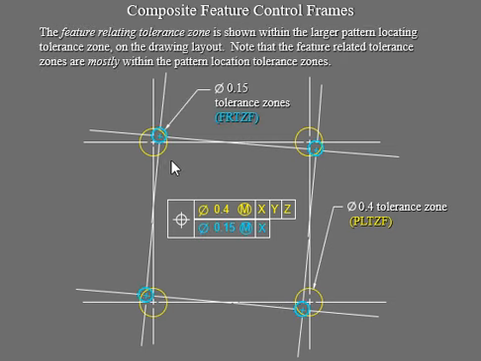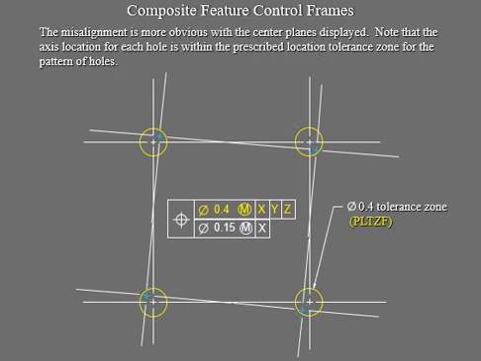Then let's go into the next one, which is your feature relating to the tolerance zone, which is this guy right here. See, we now have the blue circle right there, each one of them.